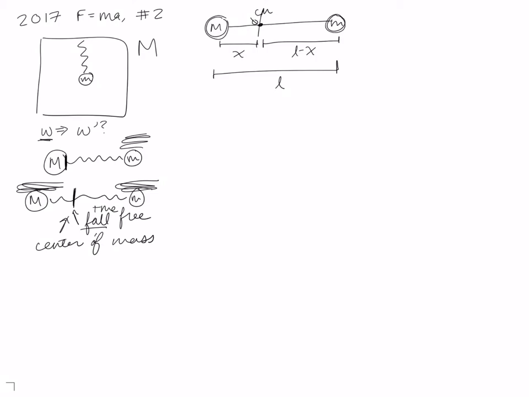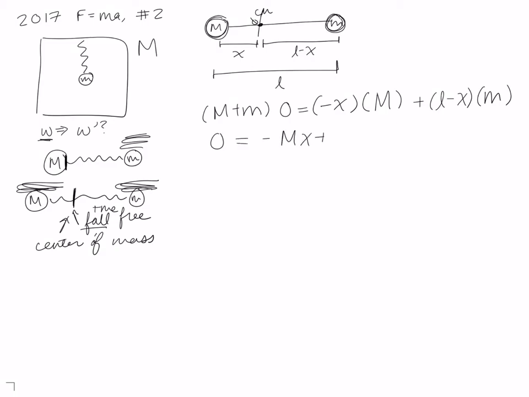So at the center of mass, we want to consider the total mass, which is just large m plus small m, times its position, which is 0 in this case, and this has to equal the weighted average of the positions of these two masses. So we have negative x, since it's to the left of our center of mass, times large m, plus L minus x, positive since it's to the right, times small m. Now the left just becomes 0, so we have negative Mx plus mL minus mx is equal to 0.